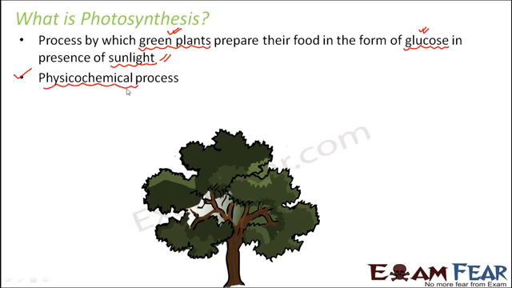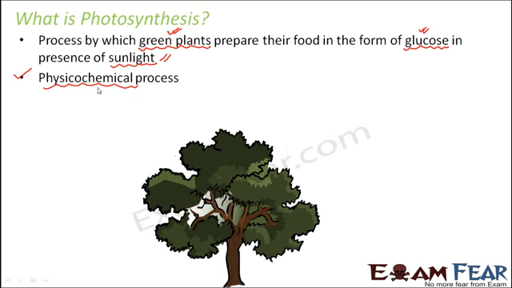When I say physico-chemical, it means that it is a physical process as well as a chemical process. When I say physio, it is because it is a physiological process. It is a natural process which takes place inside a plant and which is needed for the survival and sustenance of the plant. But at the same time, it is a chemical process because a lot of chemical changes take place during this process.